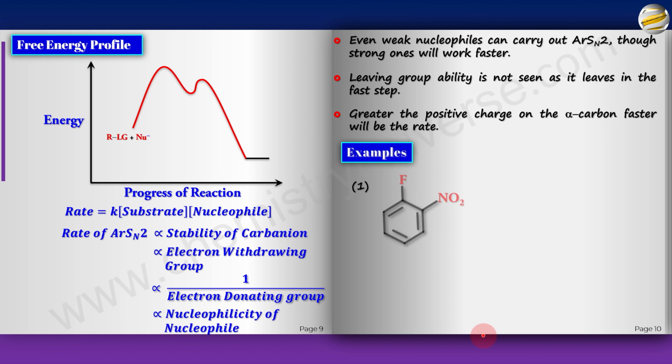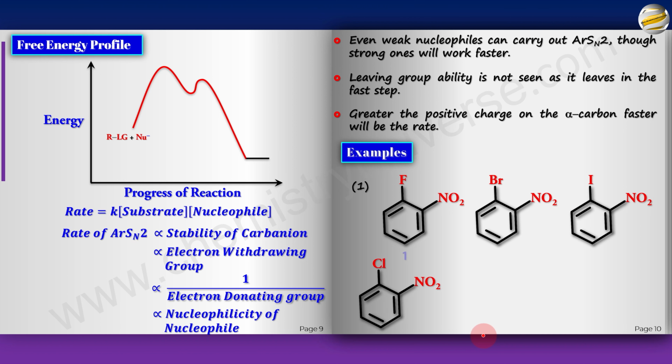You have fluoro, you have bromo, you have iodo, and you have chloro. 1, 2, 3, 4. I want you to pause the video now. Write the decreasing order of reactivity and then play the video back. The order will be 1, 4, 2, 3 because this is more electronegative, makes the carbon more delta plus, then the 4, then the 2, and then the 3.